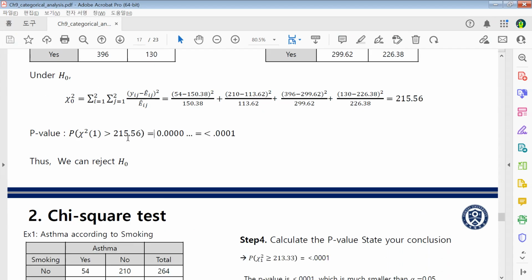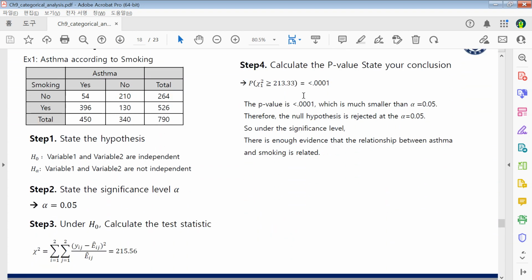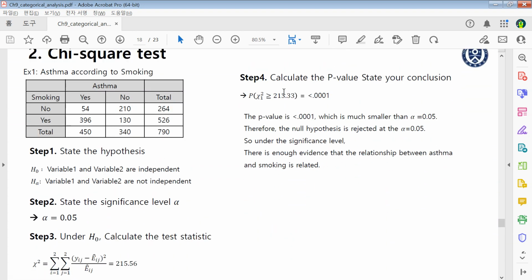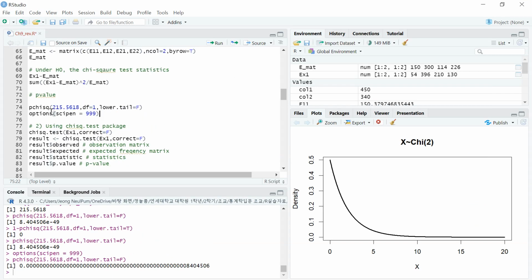So, which means that our p-value is much less than our significance level, which means that we are able to reject the null hypothesis. That's it. So this is the summarization of our chi-square test. This is example number 1.